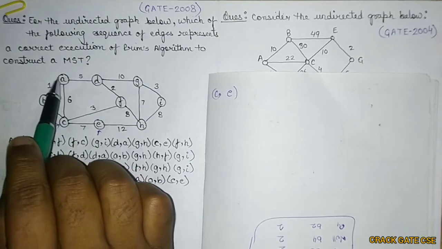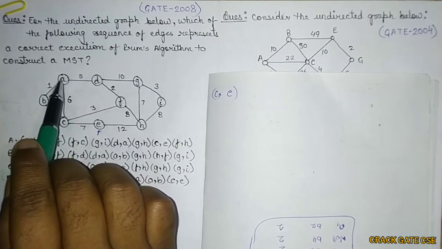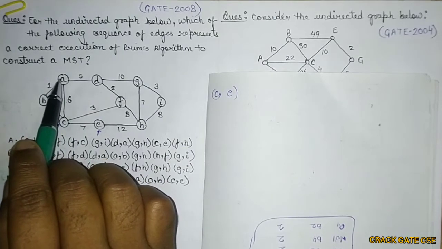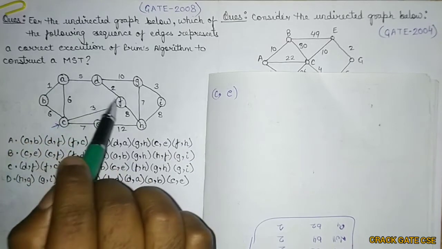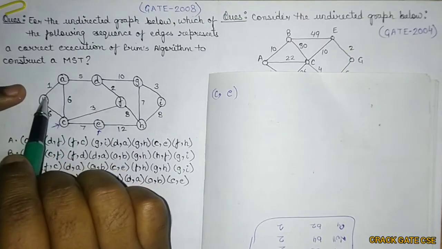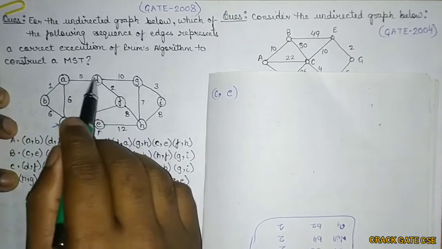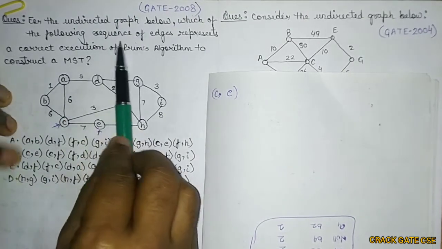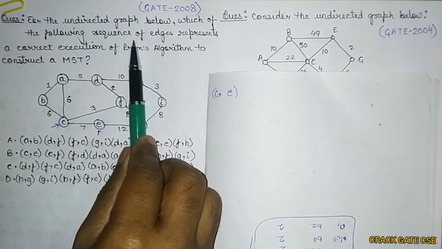After selecting 5, we have to include A also in the group of vertices, and we have to find the adjacent edges for all these 5 vertices. So 1 is the minimum. So we have covered these 6, this much portion.